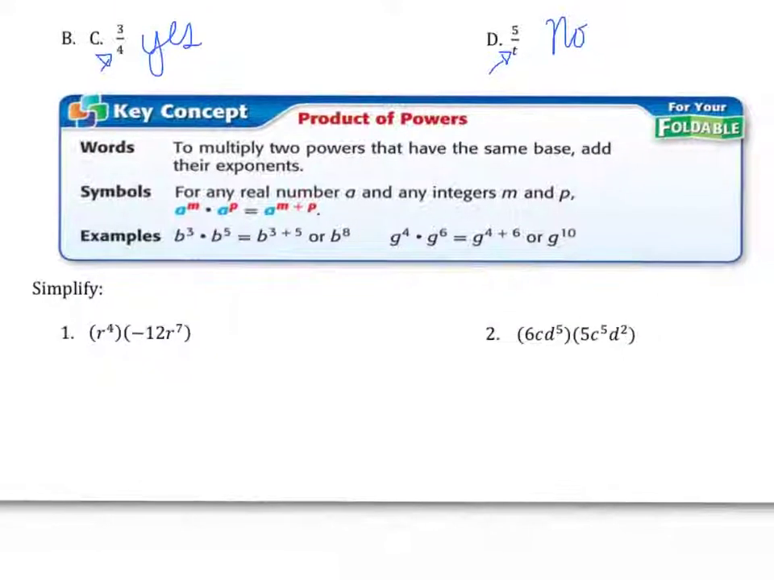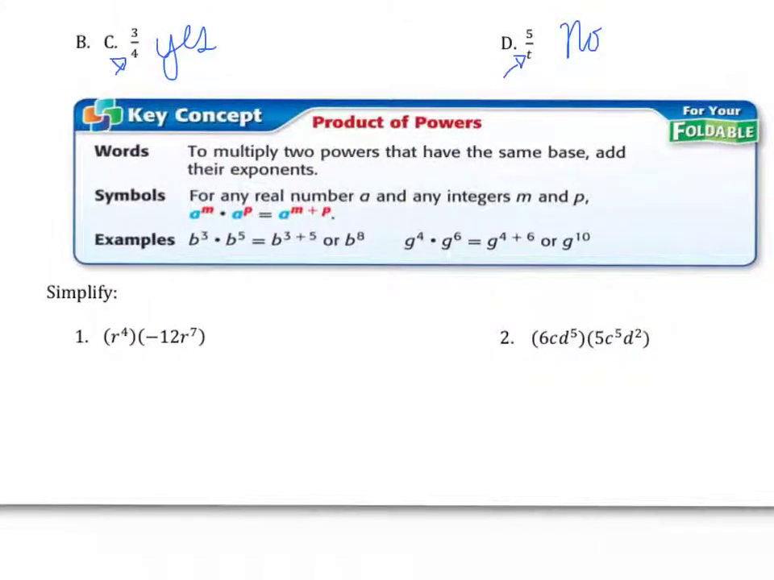Now that we know what a monomial is, we're going to take a closer look at one of our key concepts, the product of powers. So when we say the product of powers, if we're multiplying them together, then we're going to add their exponents as long as they have the same base. That's an important thing to remember. So if we have a to the m times a to the p, then look what they did there. They just added the exponents together, m plus p.